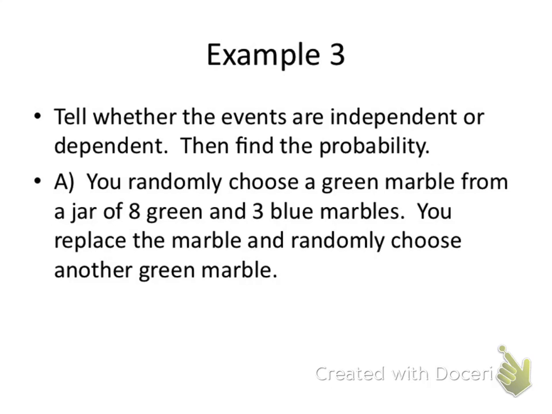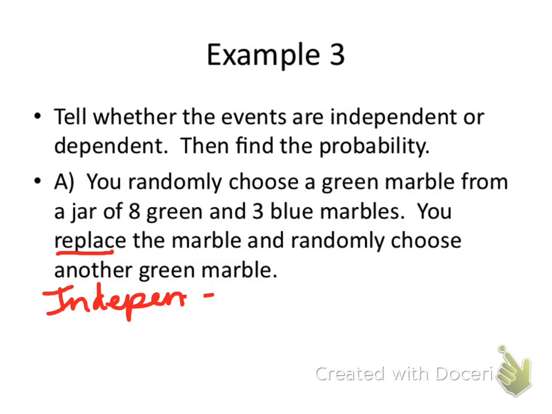So A, you randomly choose a green marble from a jar of 8 green and 3 blue. You replace the marble and randomly choose another green marble. So in this case, we can determine that it is independent because of the replacement. It does not change or alter the second probability.